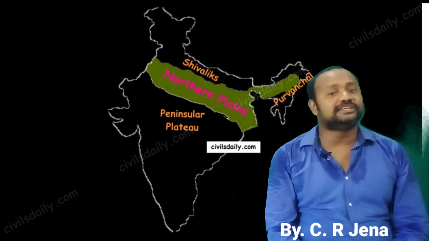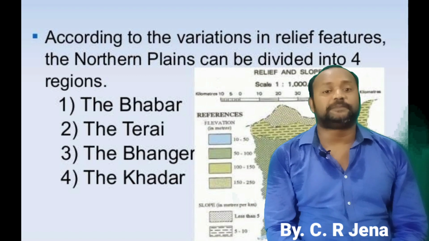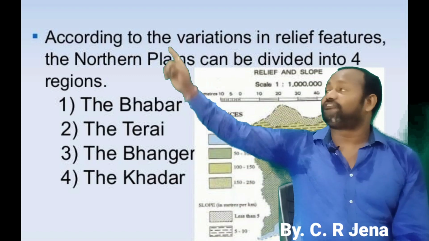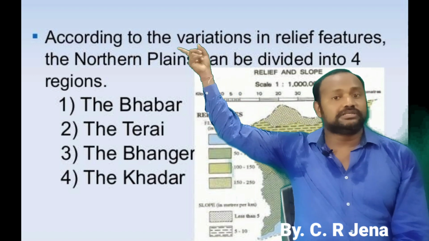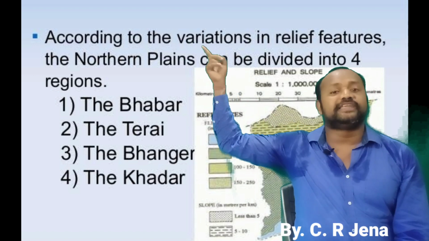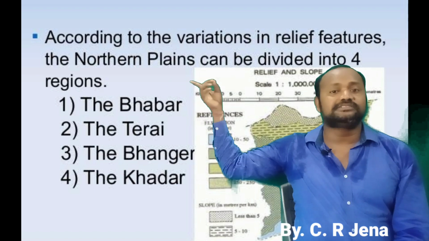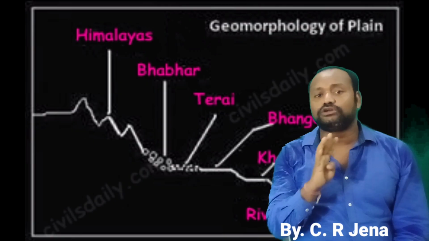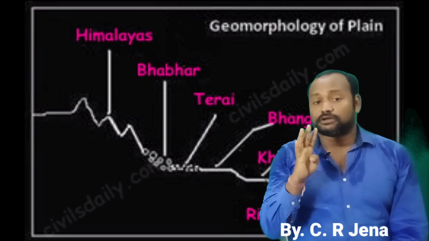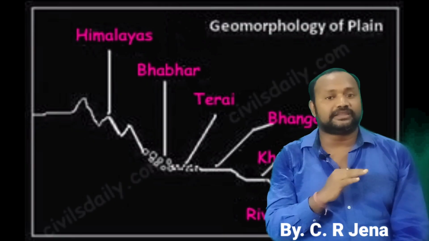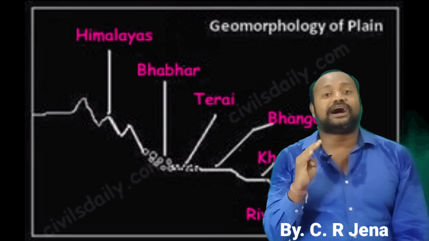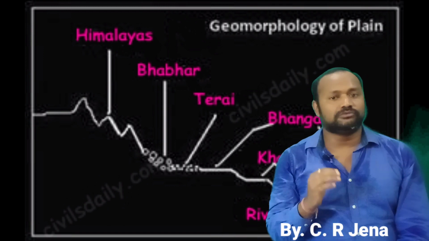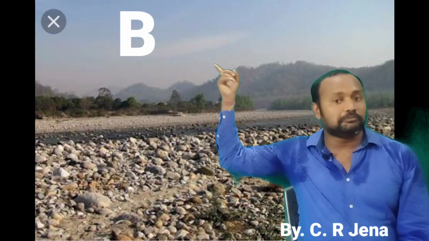So according to this altitudinal variation, the plain is divided into four types. What are they? The first one is the Bhavar. Next Tarai, next Bhangar, then Khadar. These are the four types of northern plain according to the altitudinal variation. So let's discuss one by one. First let's discuss Bhavar.